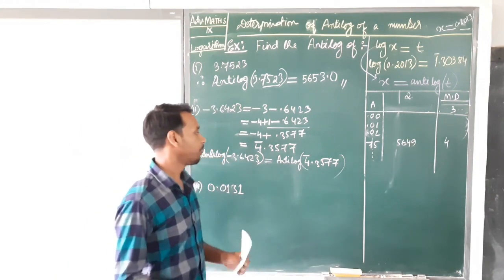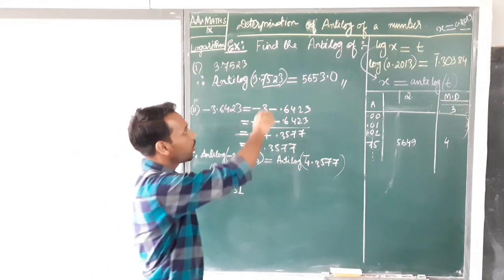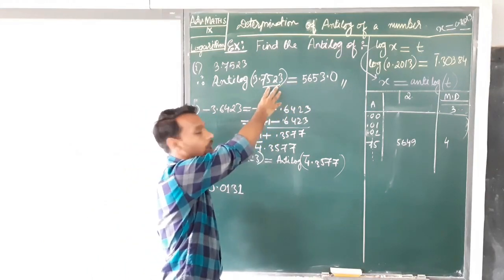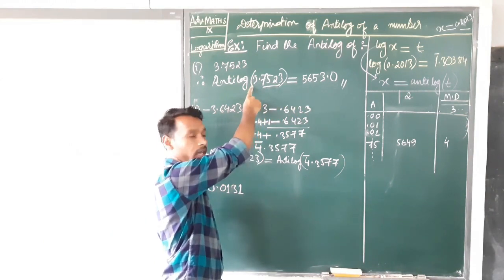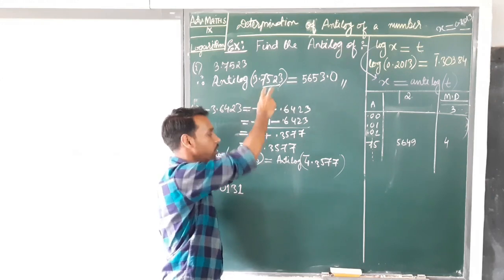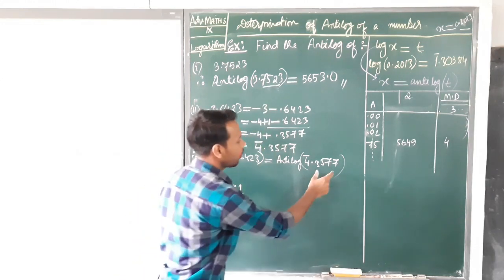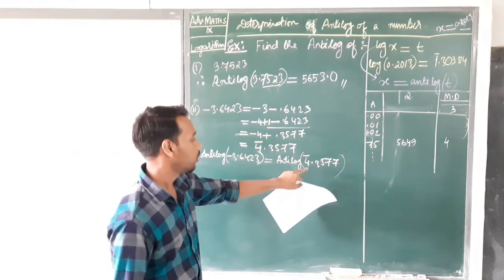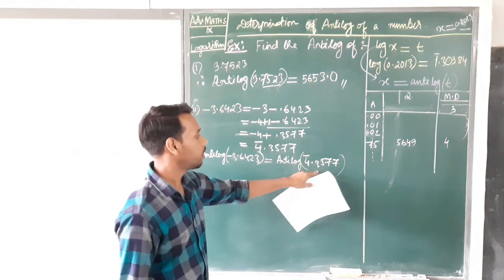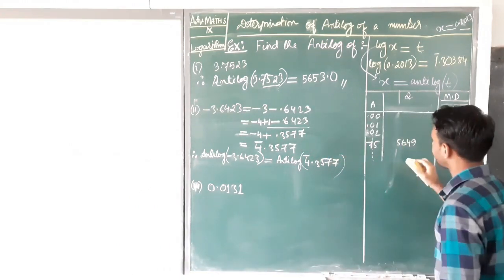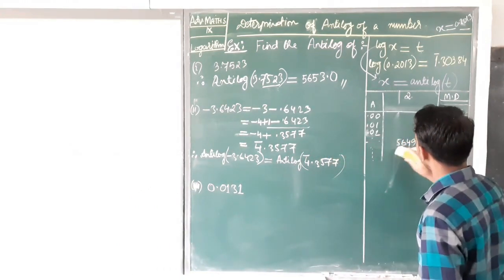The way we used the antilog table before, where we first ignored the integral part and considered only the decimal part, here also we will do this. Initially we ignore the integral part and consider the decimal part, which is 3577. Let's see 3577. So this one I am erasing now.